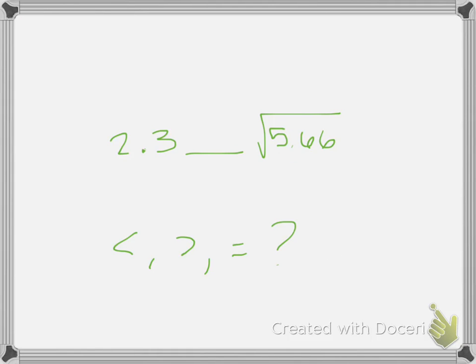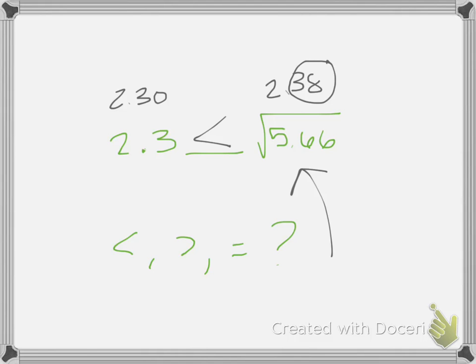Okay, this we are checking to see which side is greater or if they're equal to each other. So you're going to take the square root of 5.66 and see if it is greater than, equal to, or less than 2.3. So go ahead and type in the square root of 5.66. And it should equal 2.38, okay? This is the same thing as 2.30, so this 38 tells me that it is larger, so I need to be eating the bigger thing.